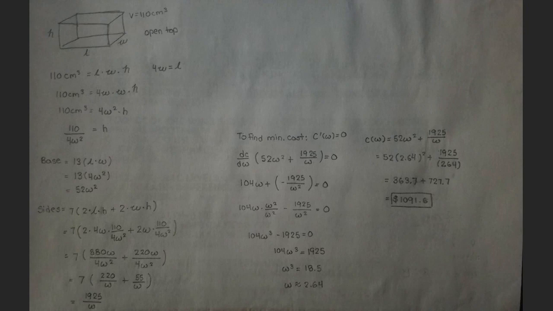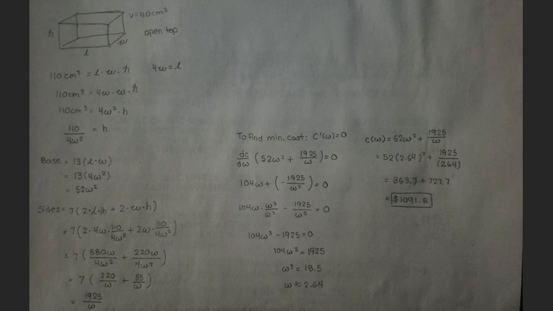Good morning. Okay, so I'm doing number 39, and number 39 asks: a rectangular storage container with an open top is to hold 110 centimeter cube. The length of the base is 4 times the width. Material for the base costs $13 per centimeter square, and the sides cost $7 per centimeter square. It asks to find the cost of the material for the cheapest such container.